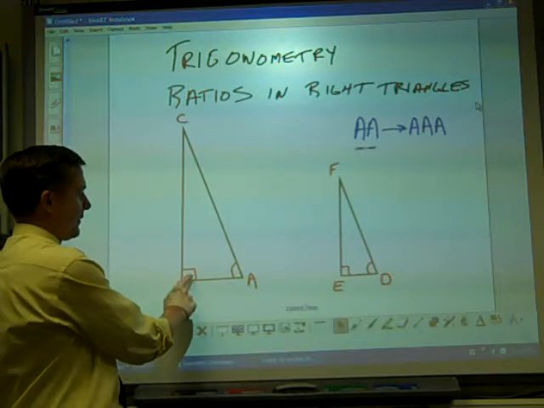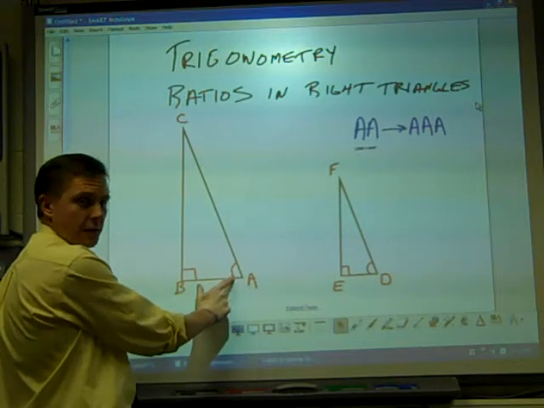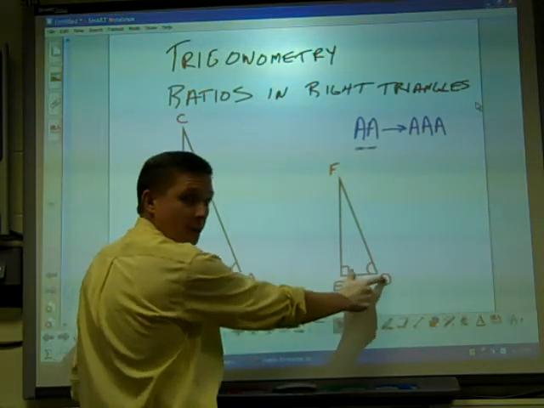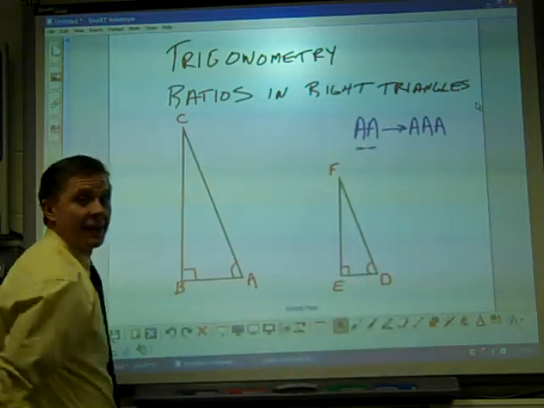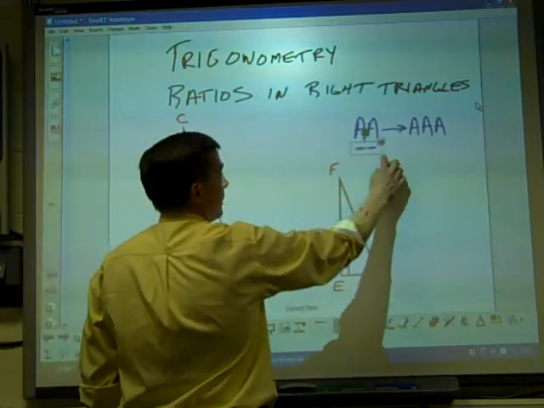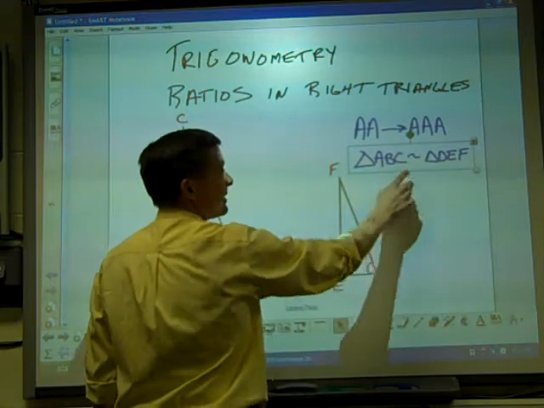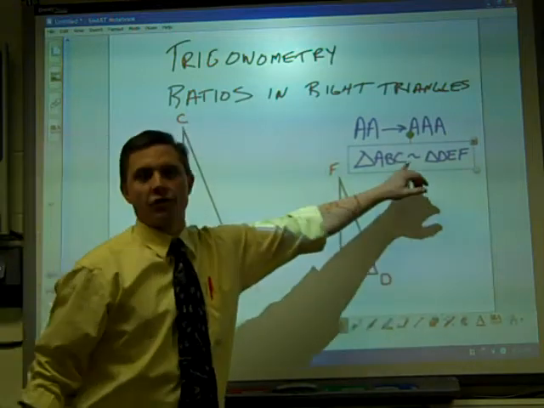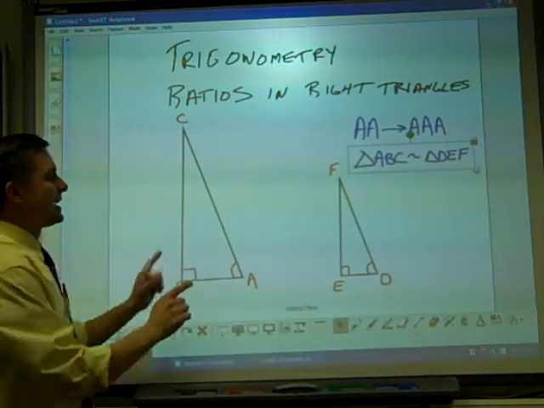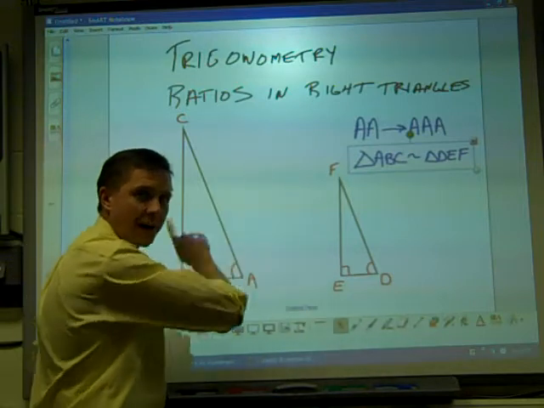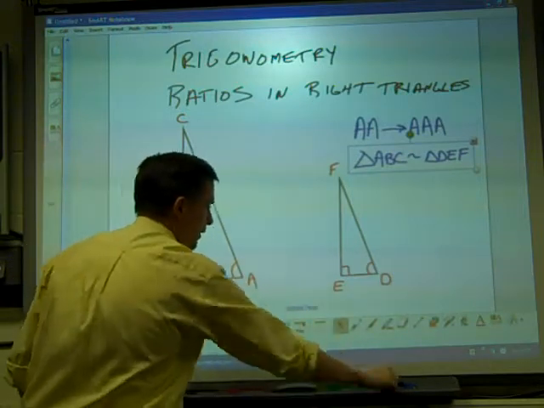In this case, because I have a 90-degree angle and angle A are the same as the 90-degree angle and angle D, angle means angle. It means that triangle ABC is similar to triangle DEF. It means the ratios of these two triangles are equal, okay?